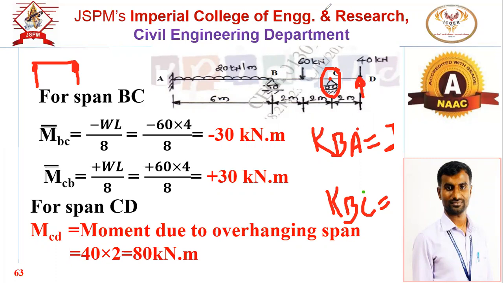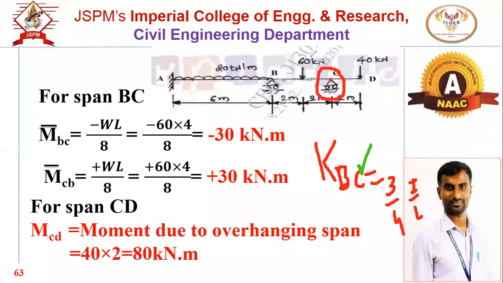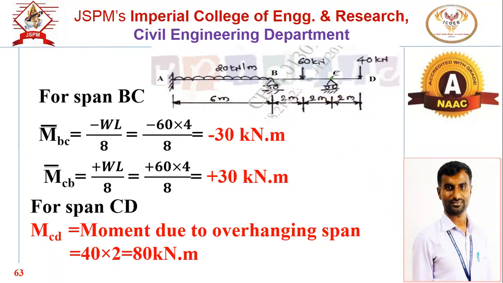So the support C here is the end support, and it is simple, a roller, which is simple. That's why the relative stiffness of member BC is 3 by 4 I by L. If the far end is simple, then the relative stiffness is given by 3 by 4 I by L. This has to be remembered. Generally this is the common mistake in the case of the overhanging span. In the overhanging span, the end support is simple, so the relative stiffness is given by 3 by 4 I by L.